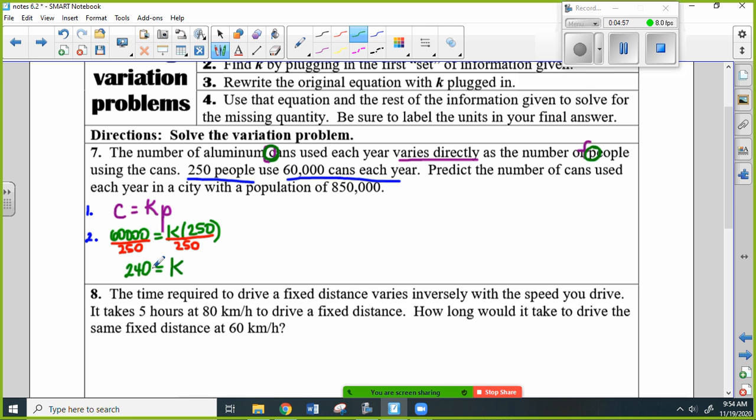Well then the third step says to rewrite the original equation with your new K value plugged in, nothing else. So C equals 240P. Don't change anything else.